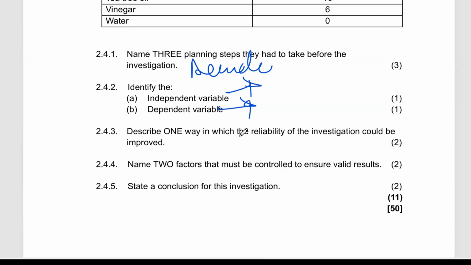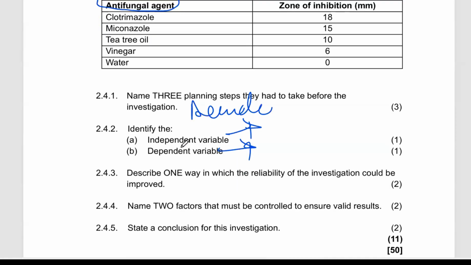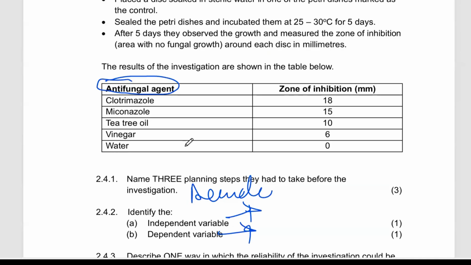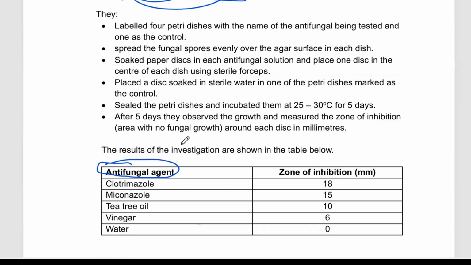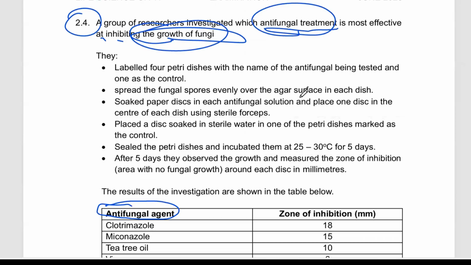Describe one way in which the reliability of this investigation could be improved. How should they improve this investigation? Basically, you have to conduct this experiment multiple times. For each antifungal agent, meaning that each antifungal agent is supposed to be done multiple times.